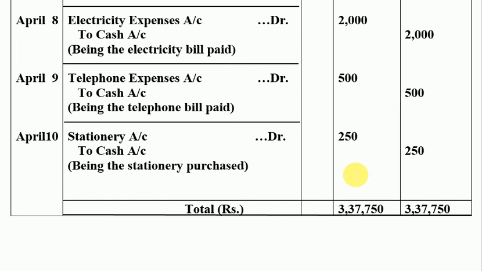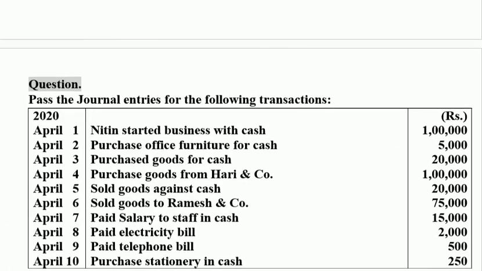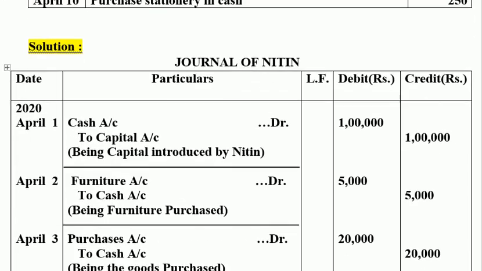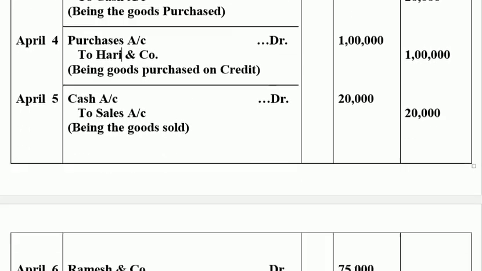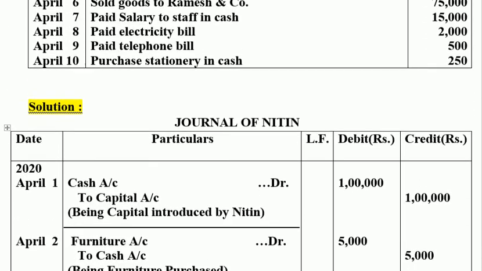So right now we have discussed all these transactions, and for these transactions we have already discussed the journal entry of all these business transactions, and this is the last one, that is the total of the debit column and credit column. Both will be the same, the total of debit and the total of credit, that is 3,37,750. I hope you have understood this question as well as the solution of all these business transactions, and how to record these business transactions in general.